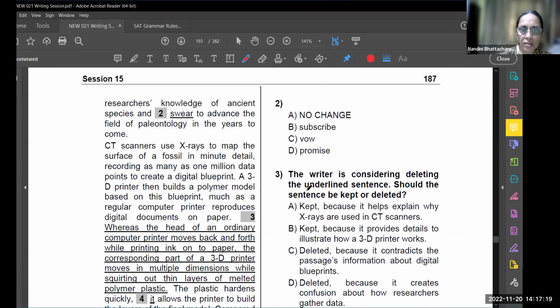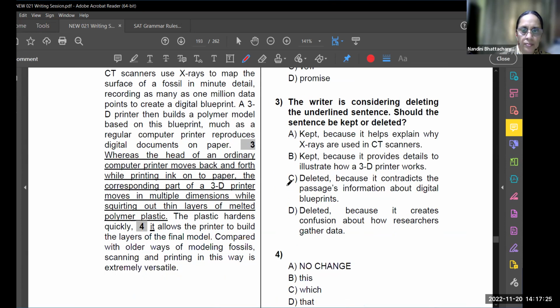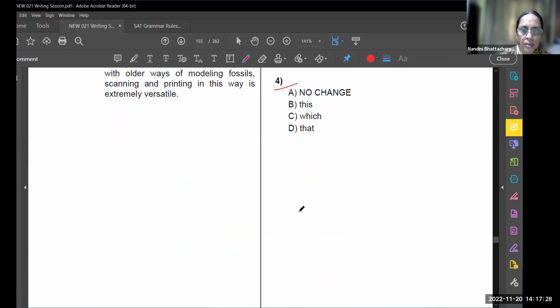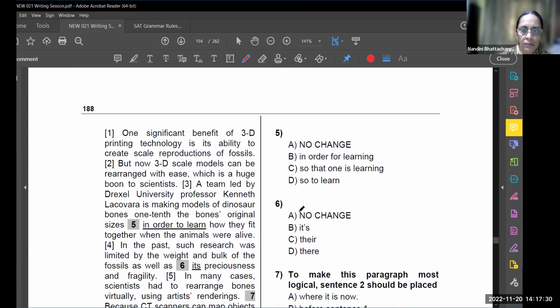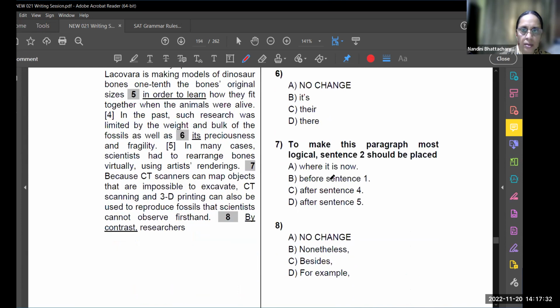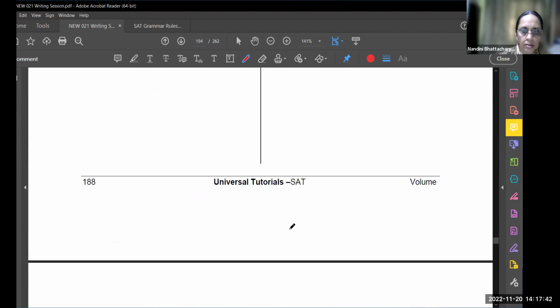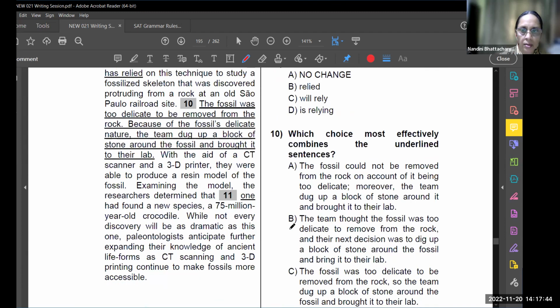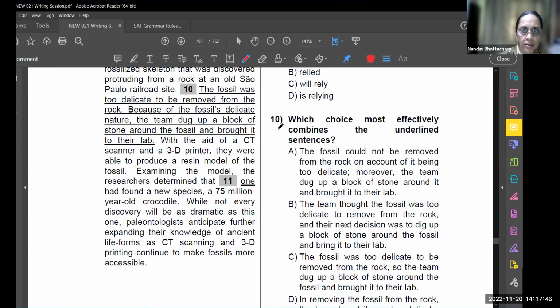Now, how many questions are there which are related to only grammar? Question number 2 is grammar. 4 is grammar. 5, 6 is also grammar. 7 is a sentence placement. We leave it till the end. So seven questions are for grammar. 8 is also grammar. 9 grammar. And 10 is combining sentences.